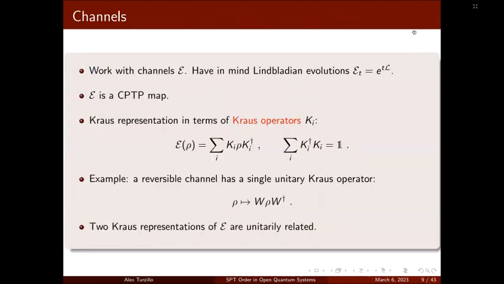So what I want to work with are not Lindbladians, but channels. I'll always have in mind channels that are generated by Lindbladians, but everything I say is just true for general channels. So a channel is a completely positive trace preserving map. Every channel has a representation in terms of Kraus operators, K. An example of a channel is just a reversible channel. So that's one where I have a single unitary Kraus operator. And the Kraus representation of a channel is not unique, but it's unique up to some unitary operation, just changing the basis of the Kraus operators.